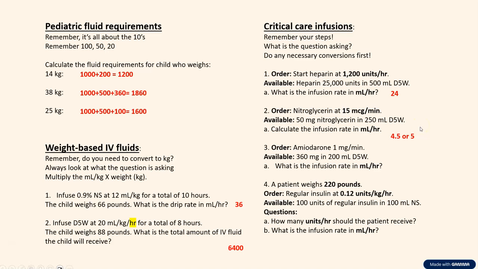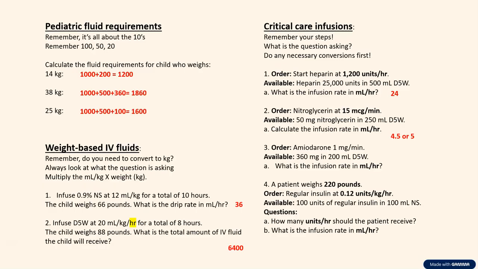Generally, you're going to round to the whole number, but with some continuous infusions, you would keep your drip rate in tenths. Pay attention to what the question is asking for in that respect. Did you get that one? I hope you did. Let's do the next one.